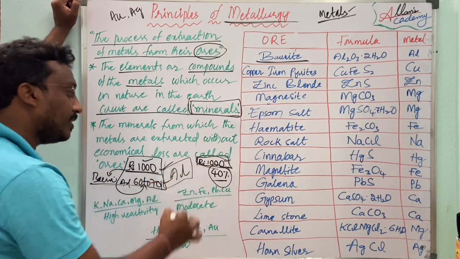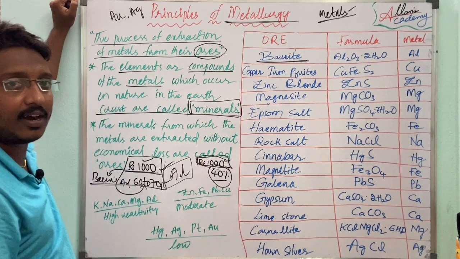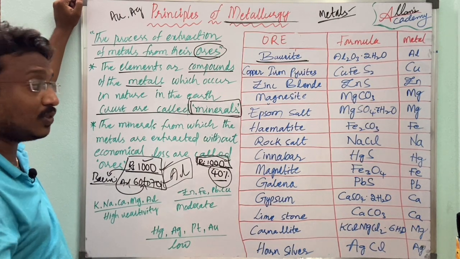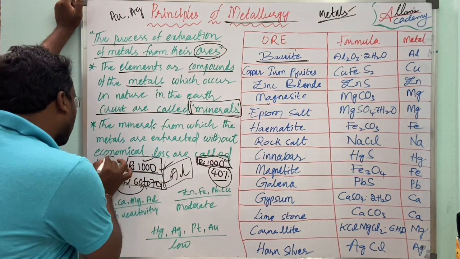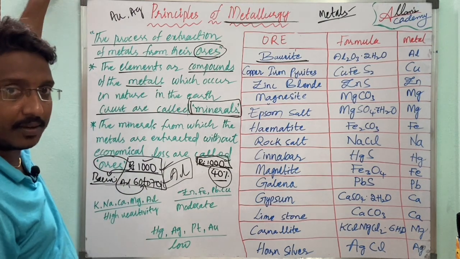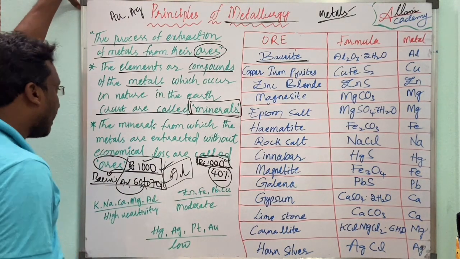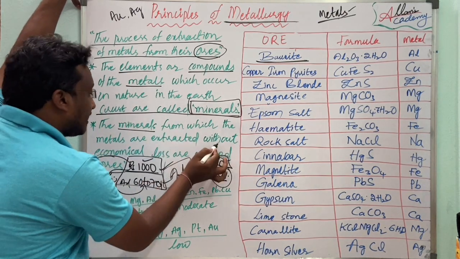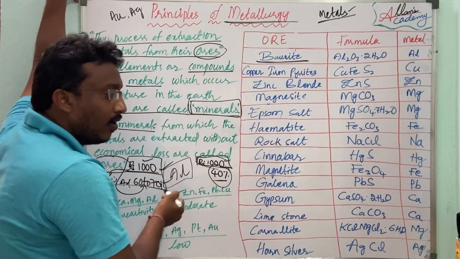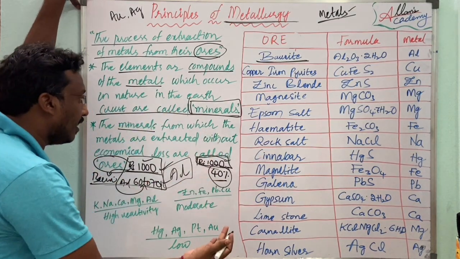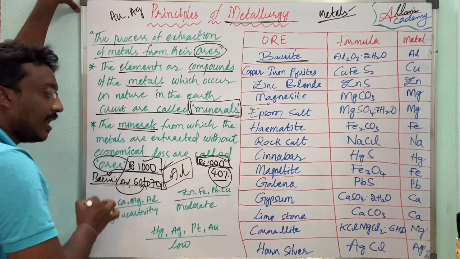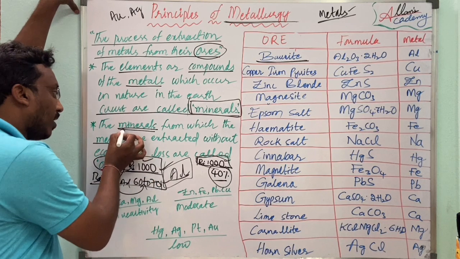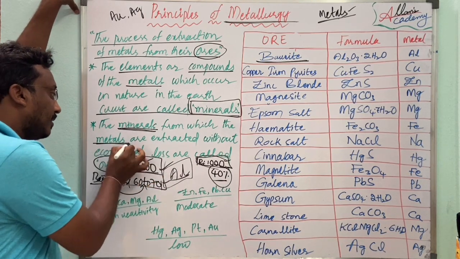So it is profitable when we get more quantity of the element. Those minerals are called ore. Ore means the minerals from which the metal is extracted without economical loss. See here, bauxite is the mineral and aluminum is the metal. Got it? Here bauxite is the mineral and aluminum is a metal.